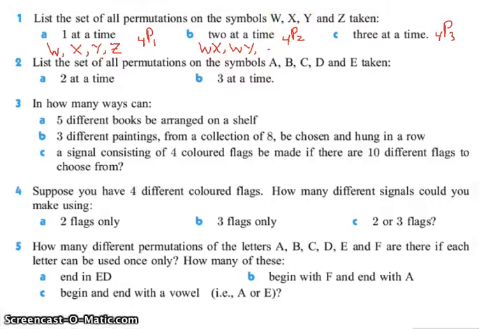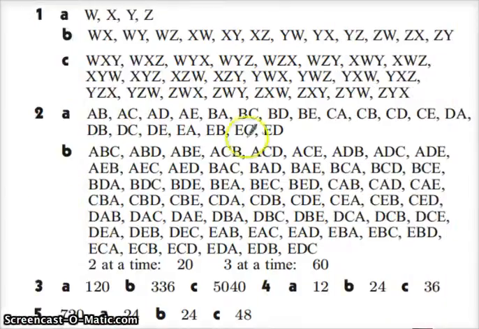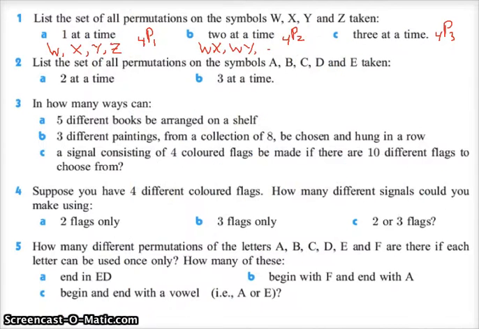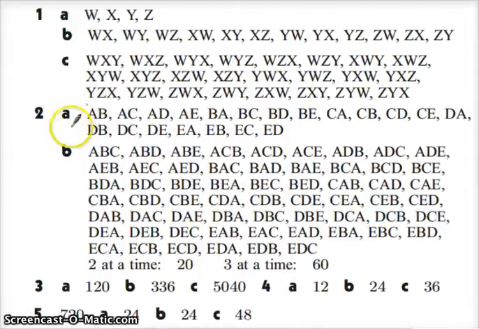Let's look at number 2A. 2A, yeah, is way longer than 1B. Each one you're taking 2 things, but you've got more to choose from. 3 at a time, same thing. If I had to pick 3 out of those, look at that. No, I'm not going to ask you to do that. How many are there? 20 and 60.